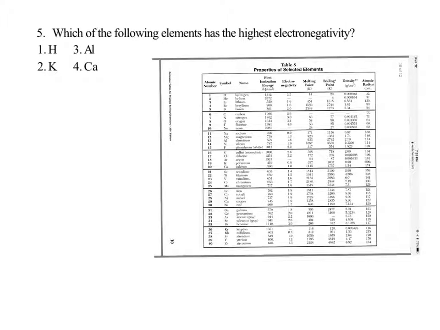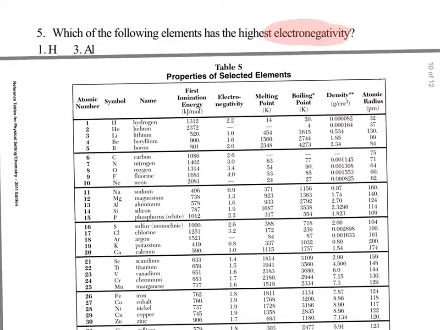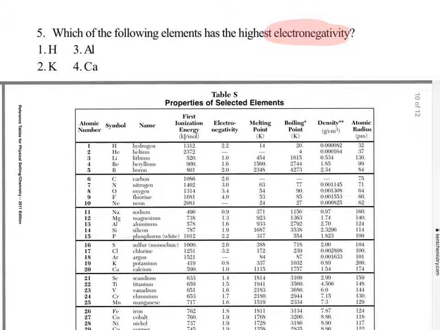All right, in this question, we're looking at the keyword. Well, let's read it first. Which of the following elements has the highest electronegativity? So there's my keyword, electronegativity. And we can find electronegativity on table S. I'm just going to pull table S up here for you.